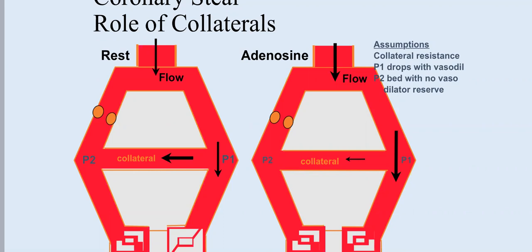The blood flows from P1 to P2 through the collateral. Why does it move from P1 to P2? For two reasons. The pressure on P1 is higher than P2, so the blood flows in the collateral according to the pressure gradient. Why is P1 more than P2? Because when you have an obstruction at the vicinity of P2, the pressure drops down the stream.